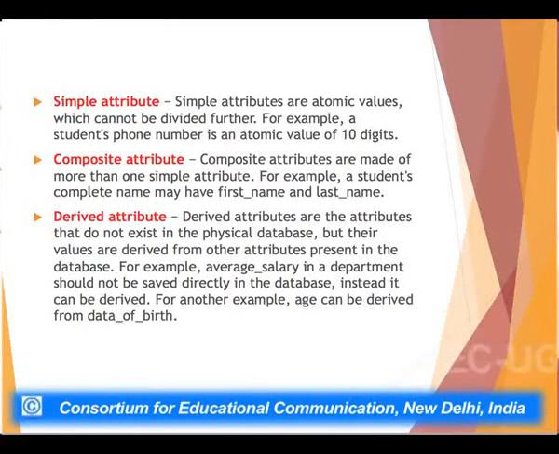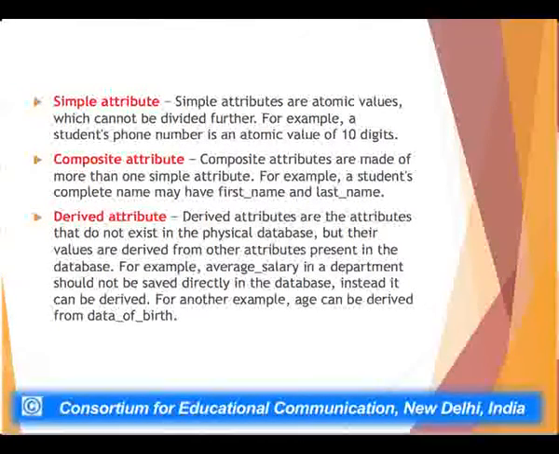Or address. Address is an attribute which is composed of house number, name of the street, name of the locality, name of the city, name of the state, name of the country and PIN code. So, it becomes a composite attribute which is composed of several other attributes.